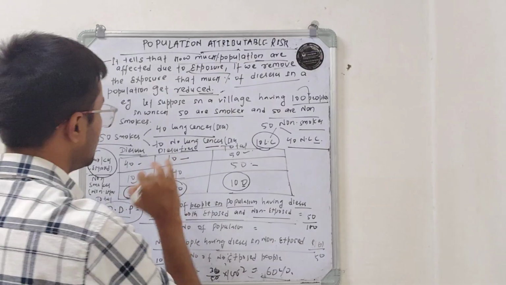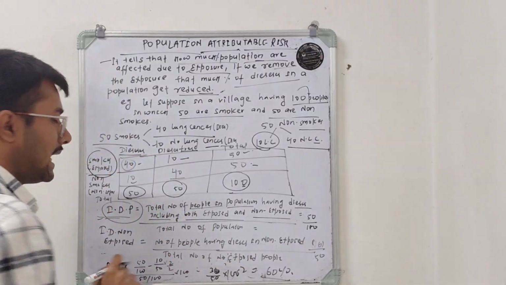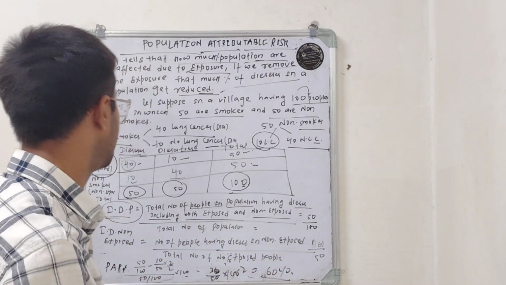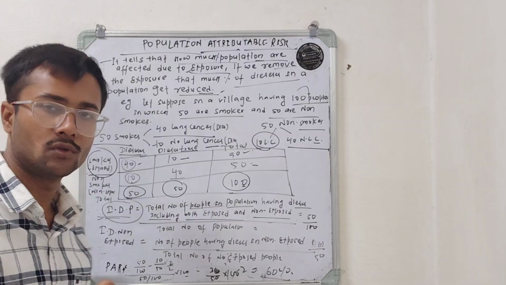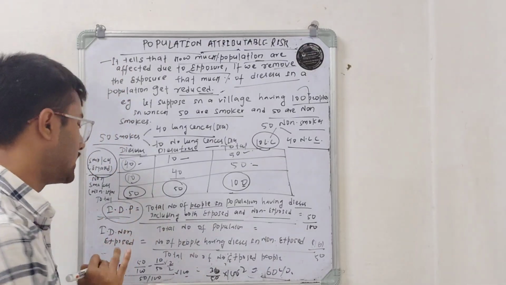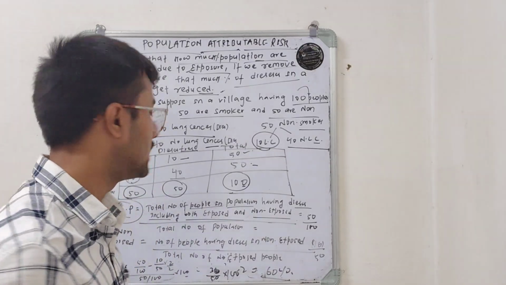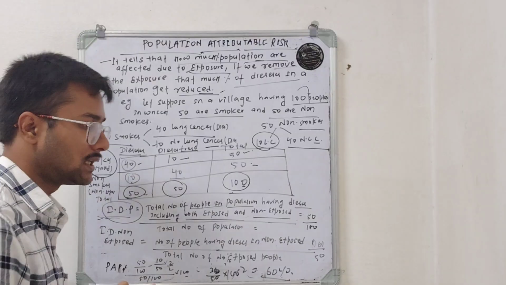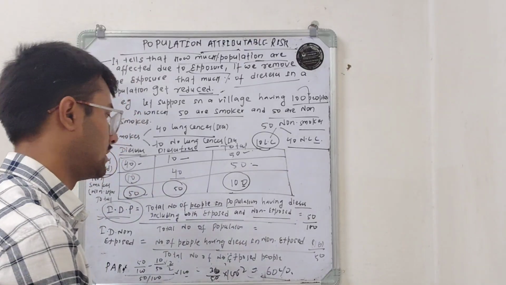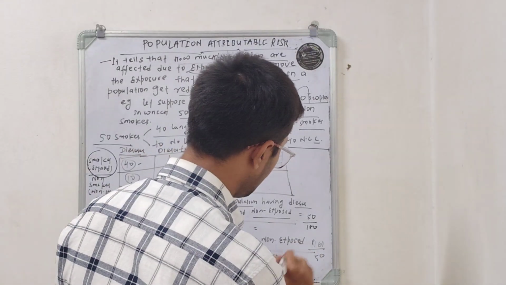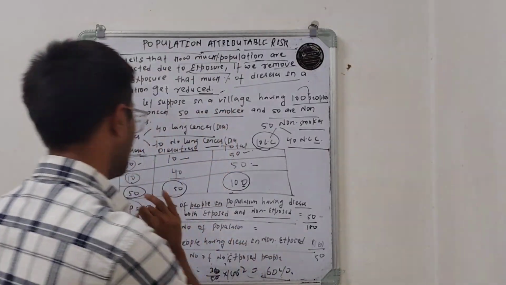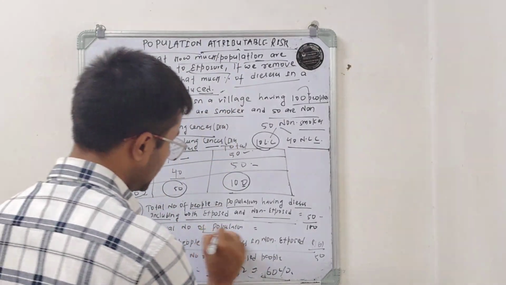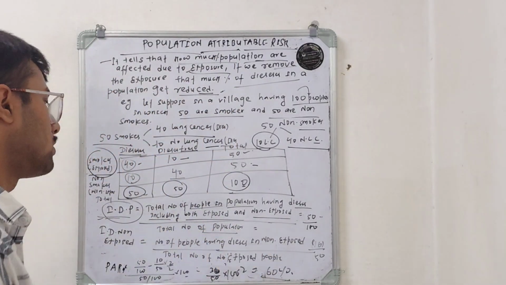Basically we try to find how many people in a population are affected by disease. Here 14 smokers have the disease and 10 non-smokers have the disease. So in the population, how many total people have the disease? Total 50 people have the disease. We write this value 50 as the numerator, and in the denominator we write the total number of the population.